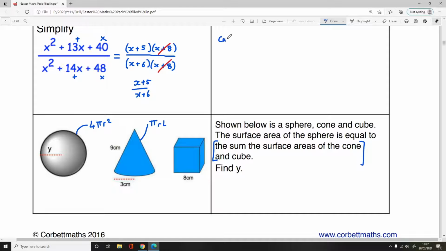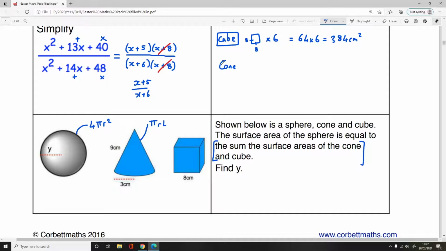So let's do them one at a time. Cube. Surface area of a cube consists of a square times 6, because it's got 6 sides to it, like a dice. The square in this case has an area of 8 times 8, because it's a square of side 8. So 64 times 6 will give us that the cube is 384 centimeters squared.